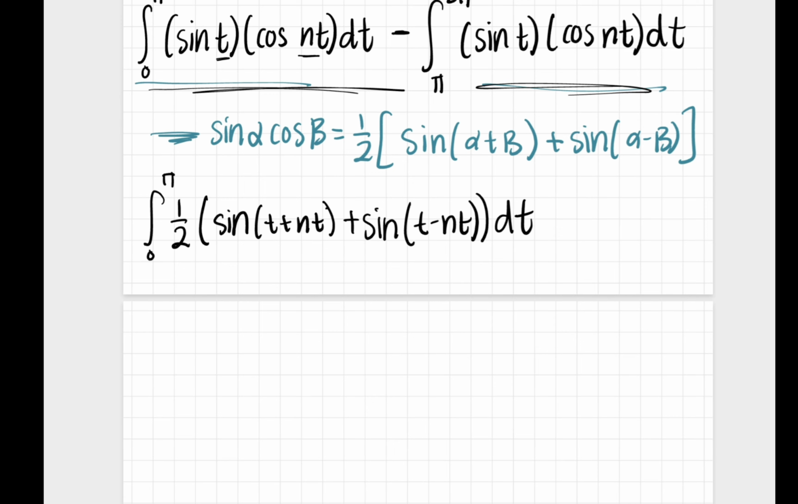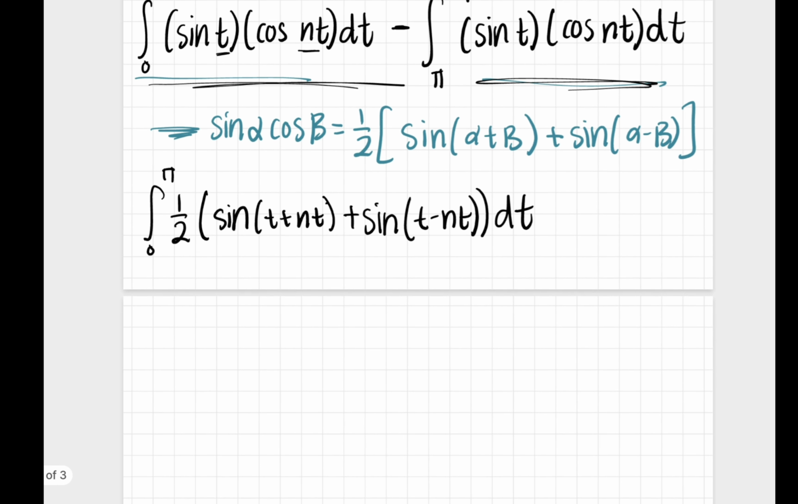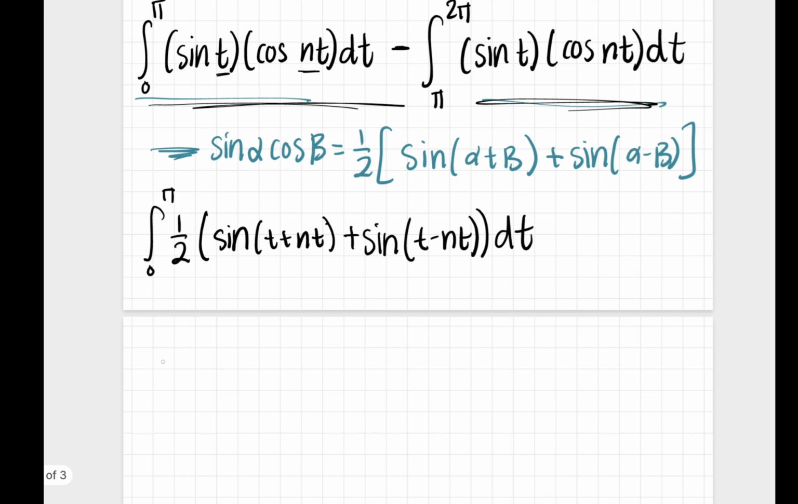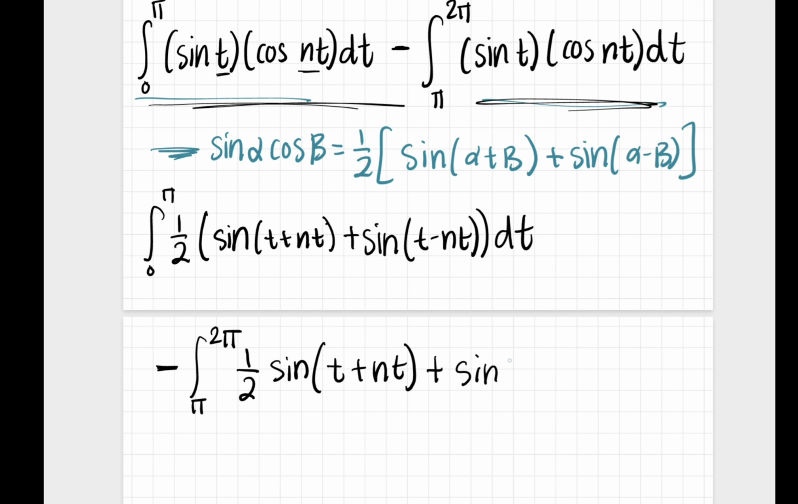So now we have to do this for this part as well. That's minus the integral from pi to 2 pi of 1/2 sine of t plus nt plus sine of t minus nt dt. So it's going to look something like that.